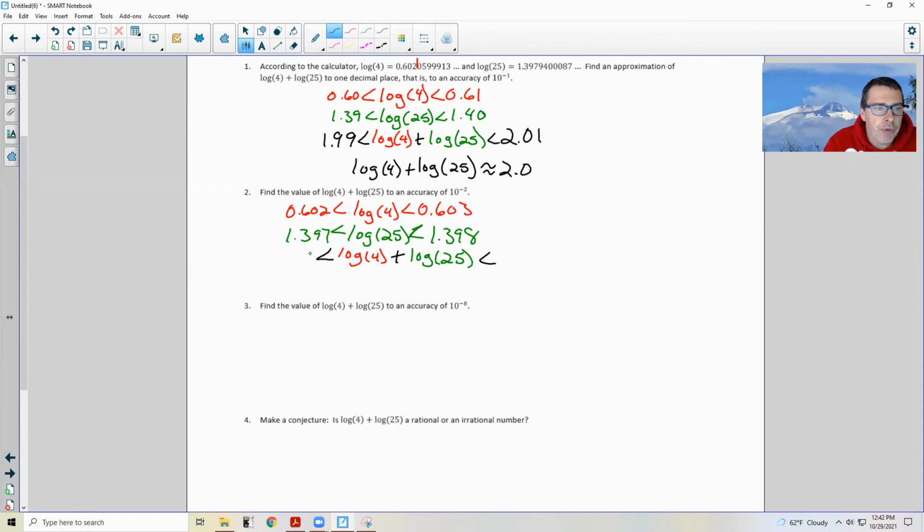So 7 plus 2 is 9. 9 plus 0 is 9. 3 plus 6, 9. 1 plus 0, 1. So now we're up to 1.999. And then 8 plus 3 is 11, carry the 1. 9 and 0 and 1 is 10, carry the 1. 6 plus 3 is 9, plus 1 is 10, carry the 1. And we get 2.001. Okay, so then we finally say the log of 4 plus the log of 25 is an approximation of the value that's between these two, which is 2.00.